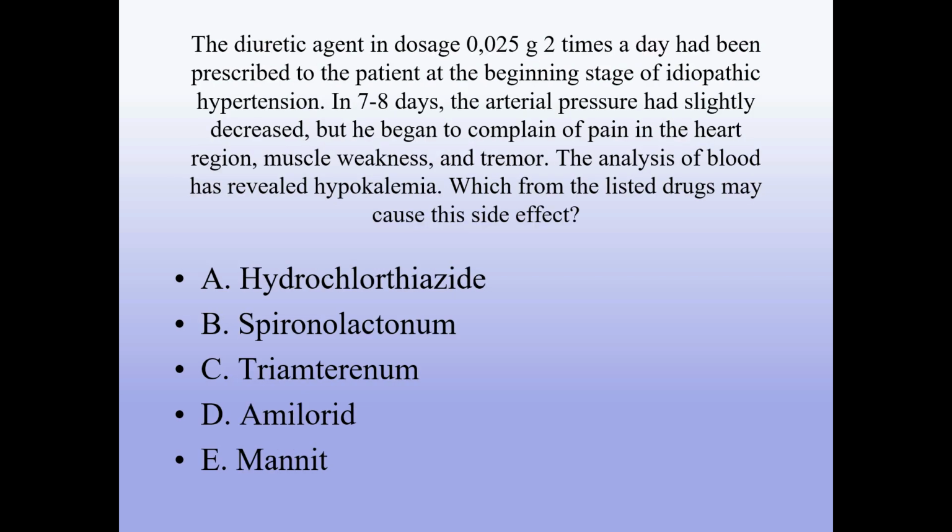A diuretic agent in a dosage of 25 mg 2 times a day had been prescribed to a patient at the beginning stage of idiopathic hypertension. In 7-8 days, the arterial pressure has slightly decreased, but he began to complain of pain in the heart region, muscle weakness, and tremor. The analysis of blood has revealed hypokalemia. Which of the listed drugs may cause this side effect? Please be very careful with hypokalemia because you will meet it in many different MCQs. From all options, only hydrochlorothiazide can cause hypokalemia and may be taken in the dose 25 mg 2 times a day.